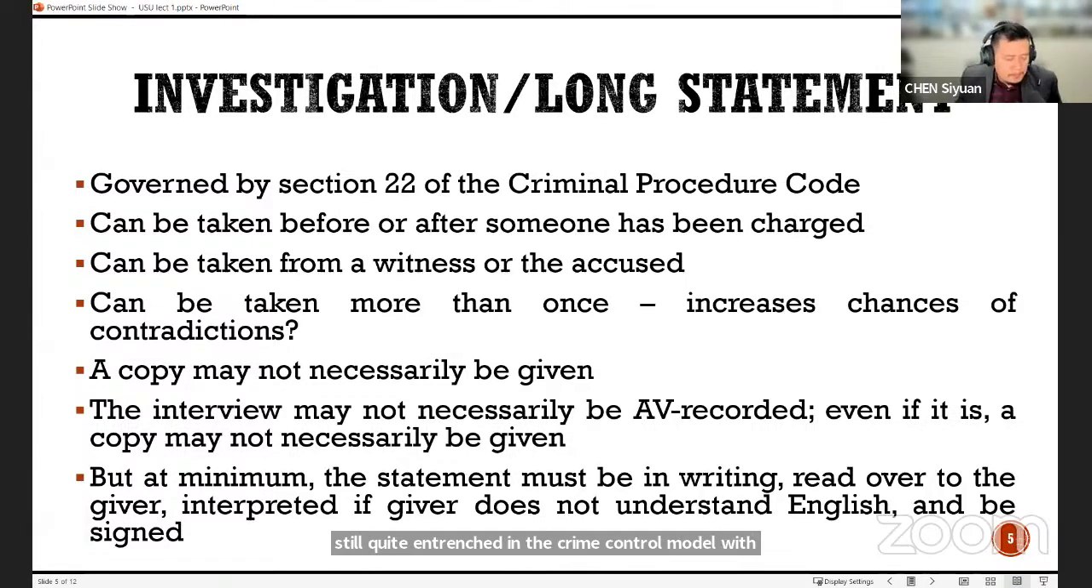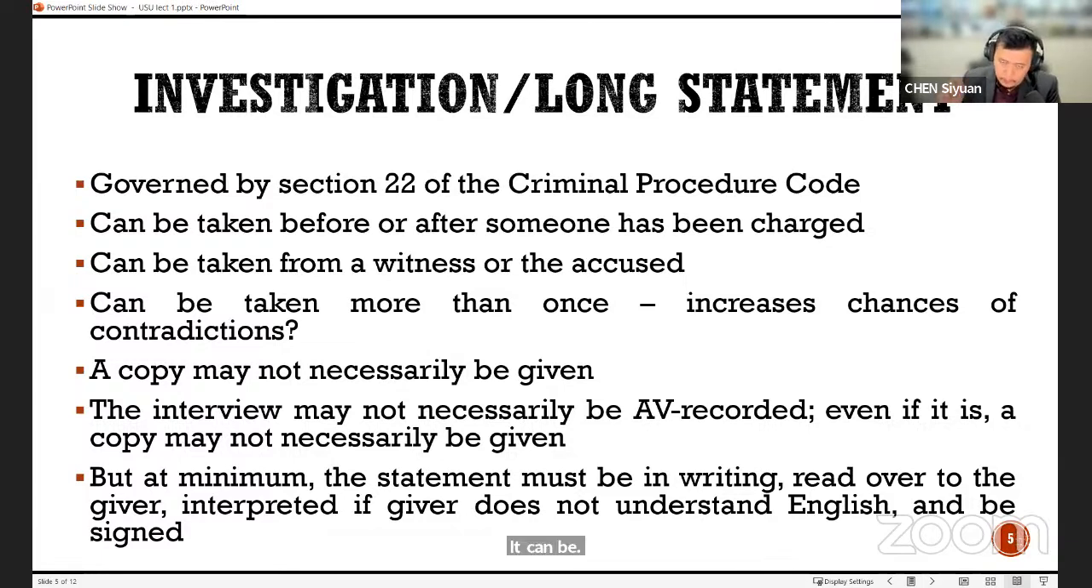Having said that, even for a long statement, there are certain procedural requirements to adhere to. So the statement must be in writing. So it can't just be an oral statement. It needs to be reduced into writing. It can be typewritten, that's fine. It needs to be read over to the person who gave the statement. So this is to confirm that these are the things that you said. It must be signed by the person who made the statement. And then there's the final requirement, which can be tricky. And that pertains to interpretation.